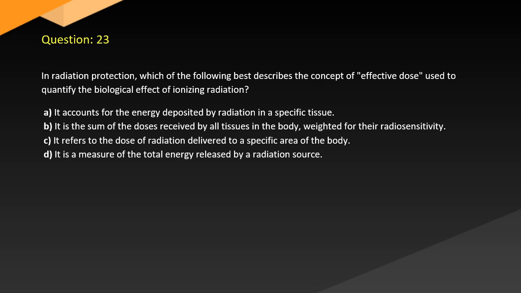A. It accounts for the energy deposited by radiation in a specific tissue. B. It is the sum of the doses received by all tissues in the body weighted for their radiosensitivity. C. It refers to the dose of radiation delivered to a specific area of the body. D. It is a measure of the total energy released by a radiation source.